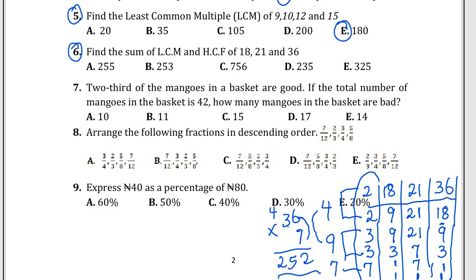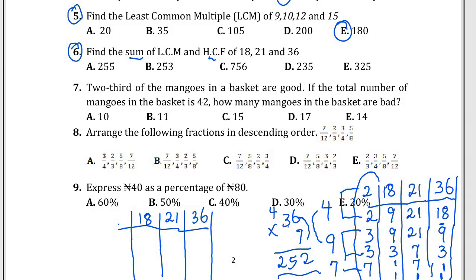Remember, they said find the sum of the LCM and HCF. Now we have the LCM. What do we need to do next? Find the HCF of the same values, 18, 21, and 36. And then find the sum. Sum here means addition.